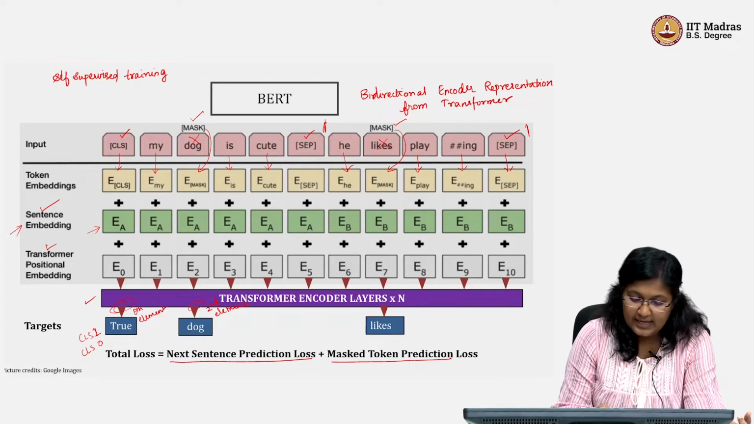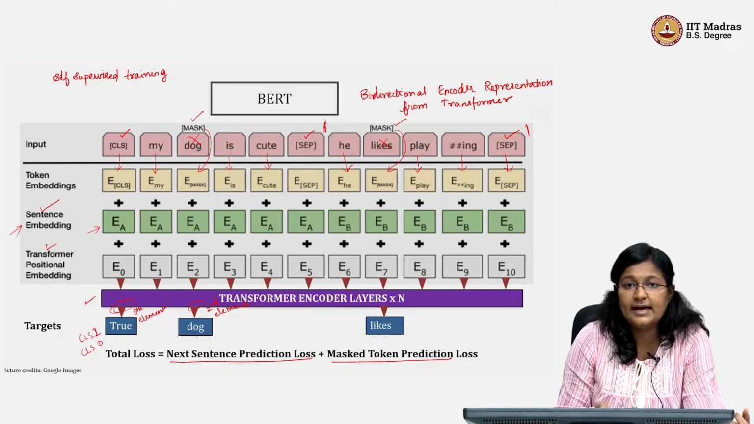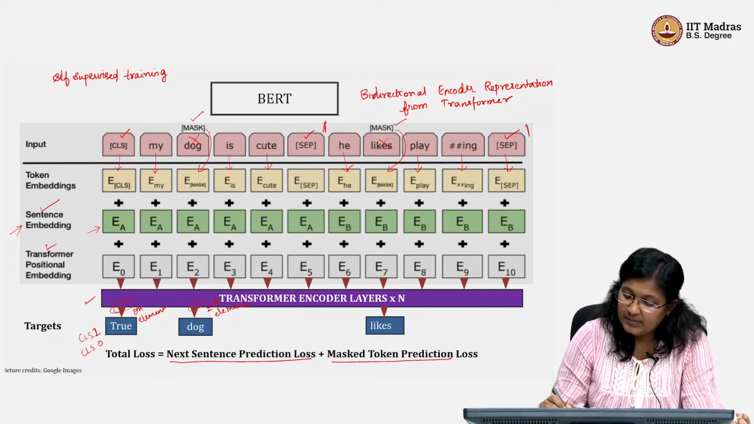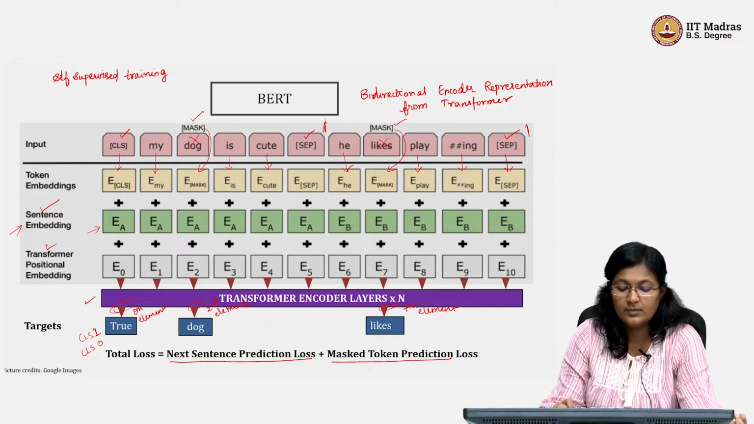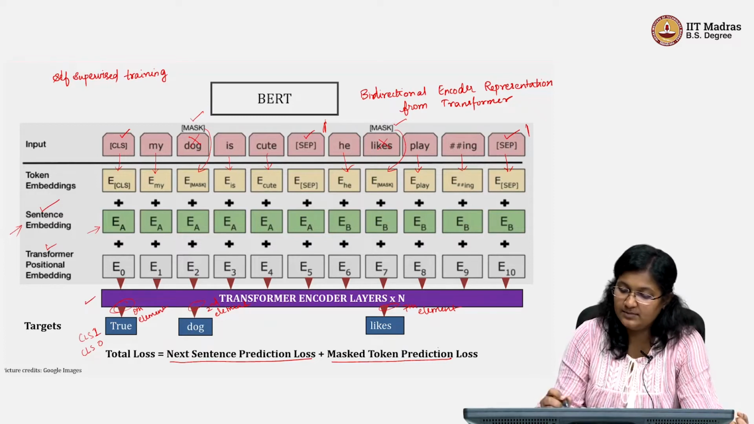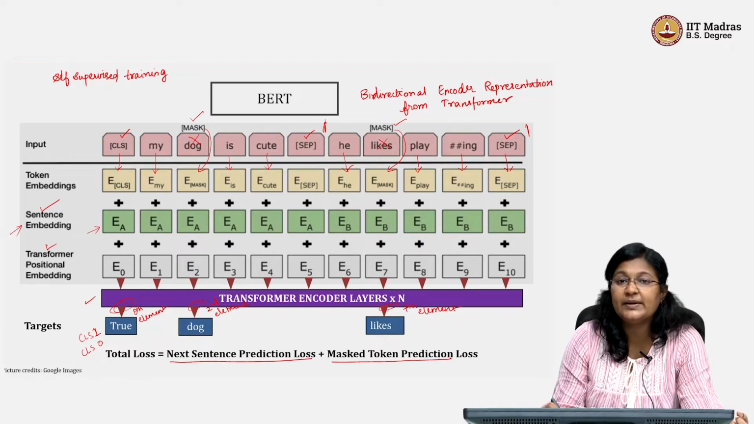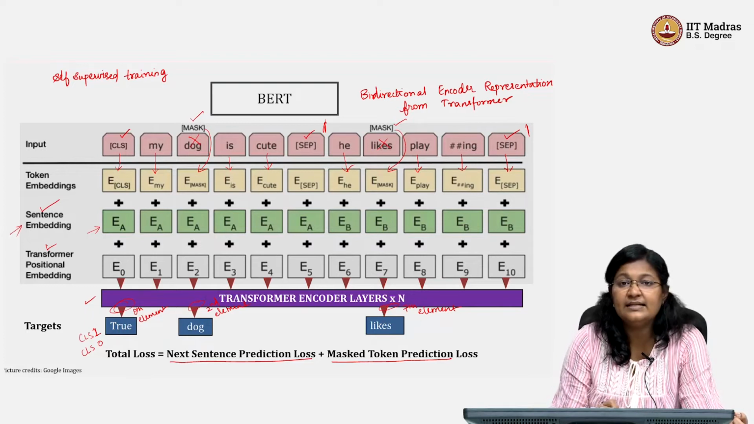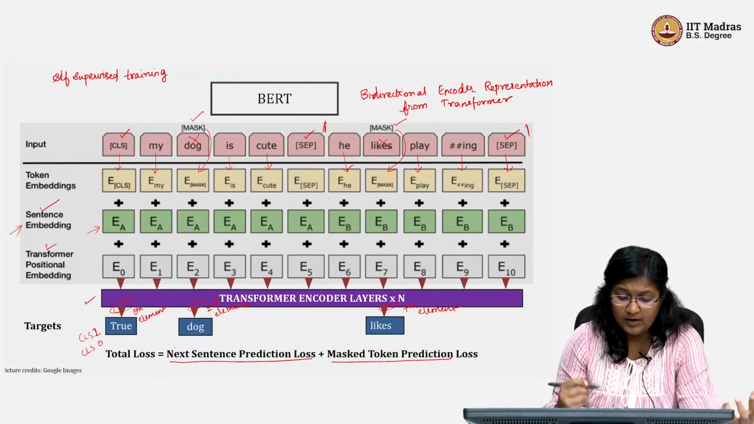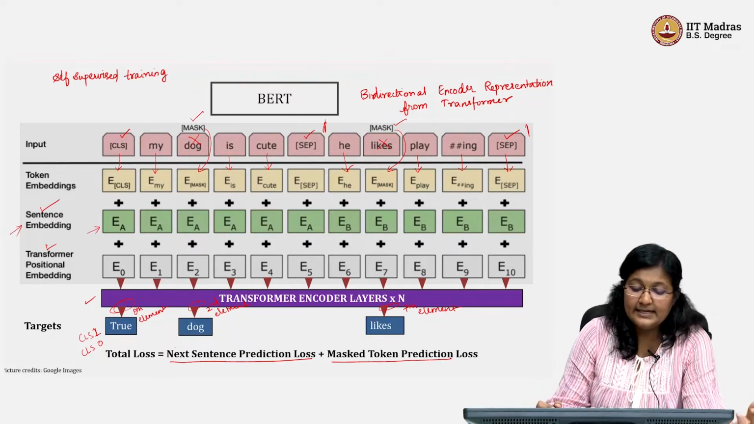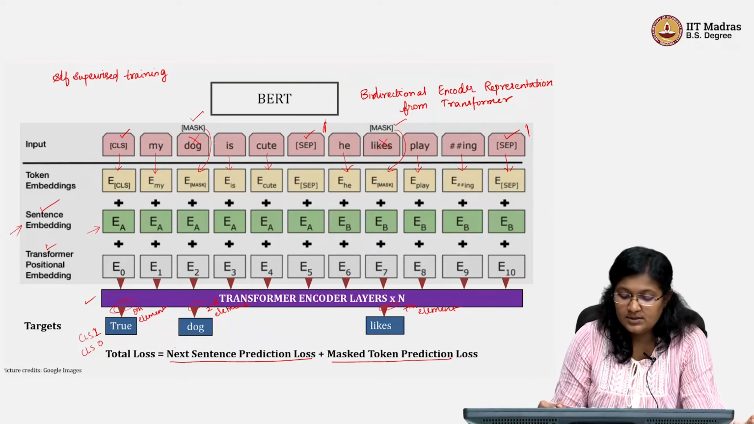I tap it and I predict it as dog. Similarly, I will tap the 7th element after the encoder part and make it predict likes. So this is called the masked token prediction. I have masked the token here, and I am asking it to predict what token it should actually be. So this is something like fill in the blanks. This kind of training is helpful because it helps the model understand the language. It is able to fill in the blanks, so it understands the language.